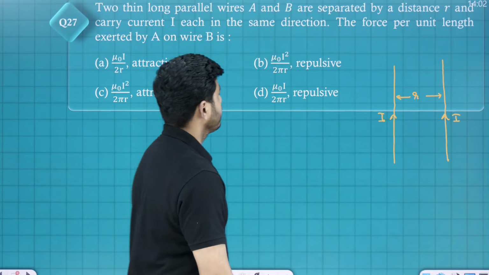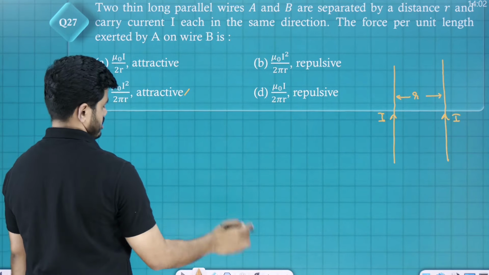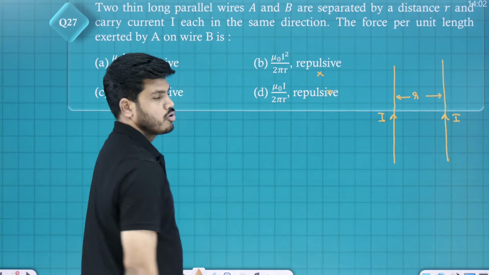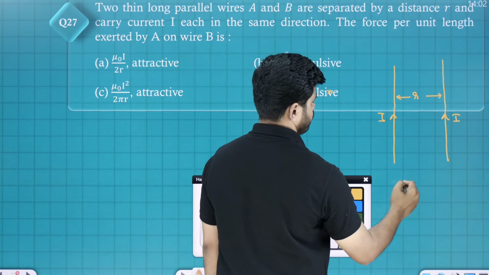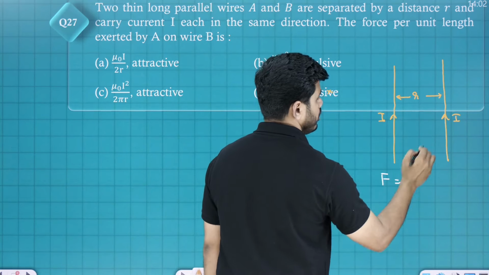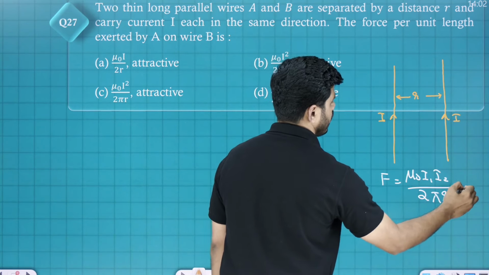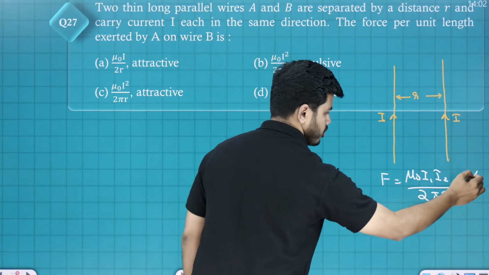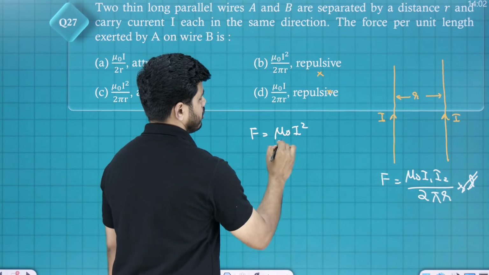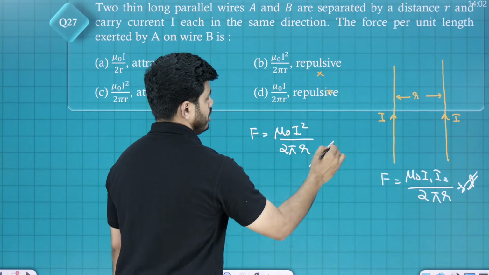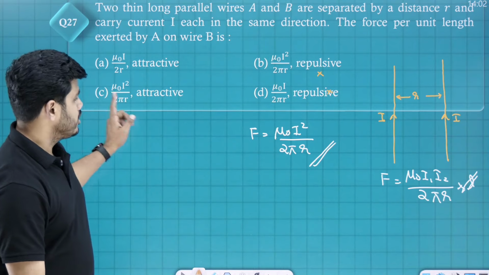Same current. So you can cancel the repulsive ones now. This is repulsive. These cannot be the answers. Yes. And then what is the equation for force? F is equal to mu naught into I1 I2 by 2 pi r into L, both of them being the same current. You're asked to find out force per unit length, so this L part is not there. So we have F is equal to mu naught into I square, because same current, by 2 pi R. And then the nature of the force should be attractive.